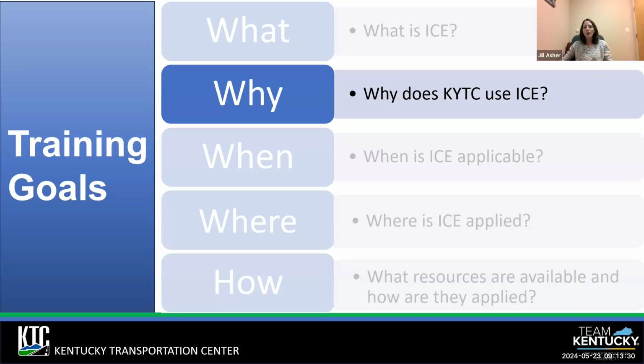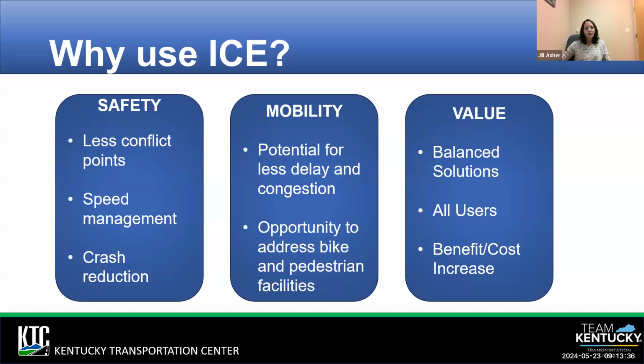So why does KYTC want to do this? Is this just another thing that you have to do? Well, there's reasons that we want to look at ICE, and the big thing is safety. So the safety of intersections. We want to start looking at some of these intersections that have less conflict points, that manage speed and crash reduction. And so also, some of them offer some potential for less delays and congestion.